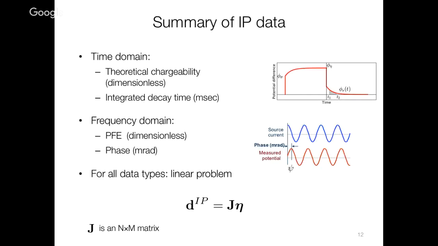So just to summarize up, we can take a time domain datum, we can take a frequency domain datum, doesn't matter. They have different units. We write them in this form, and then we're going to solve for eta, and eta is going to have the same dimensions as whatever this was. So it's milliradians or millivolts per volt, milliseconds, whatever. It's a pseudo-chargeability.